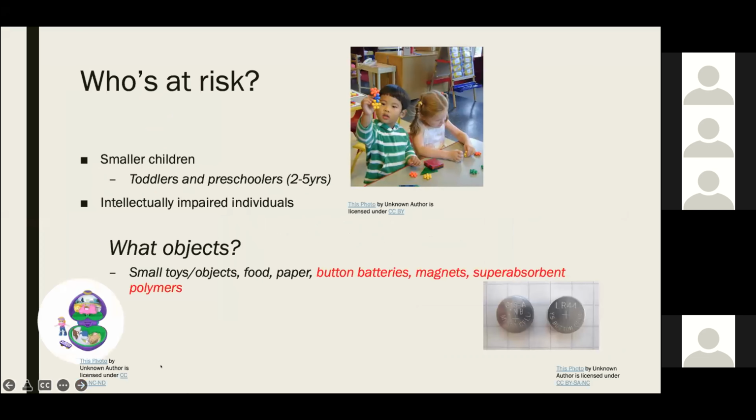So I got foreign body in the nose. So who's at risk? Smaller children, usually toddlers and preschoolers, so between ages 2 and 5. And then intellectually impaired individuals, especially if they have a history of previous foreign bodies in their nose. What objects? Usually small toys or objects. I always think of the little Polly Pockets, food, paper, and then the more serious ones are button batteries, magnets, and super absorbent polymers.